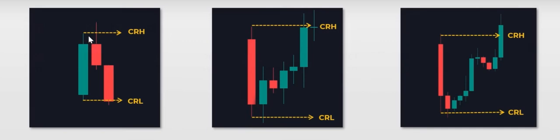So in this first example, you'll see it's labeled CRH and CRL. CRH is the candle range high, or the highest point that that candle traded at, and then candle range low, or the lowest point where that candle was at. That sets the range for the current session.